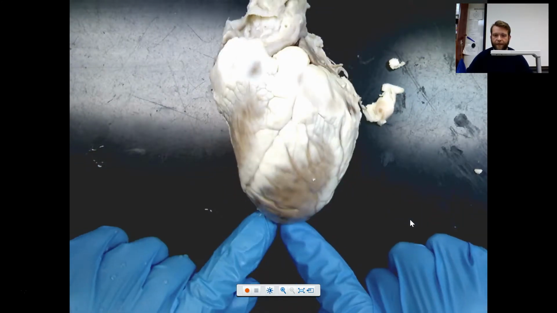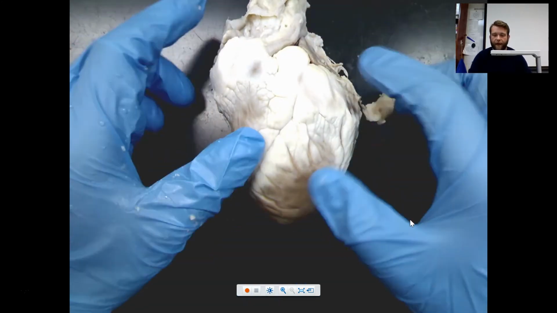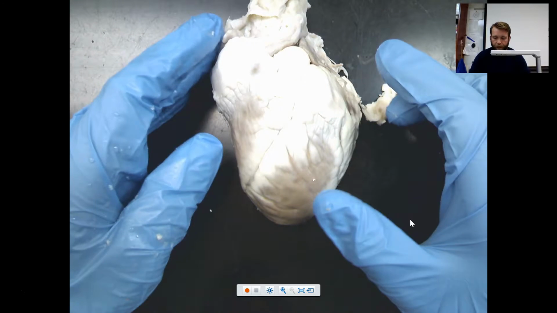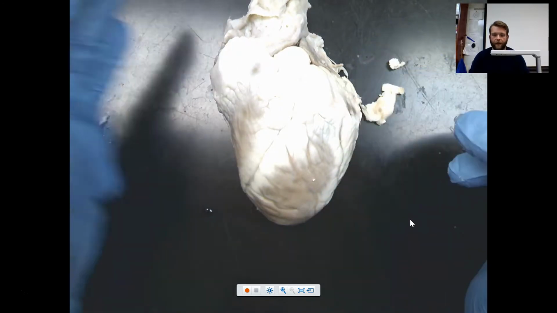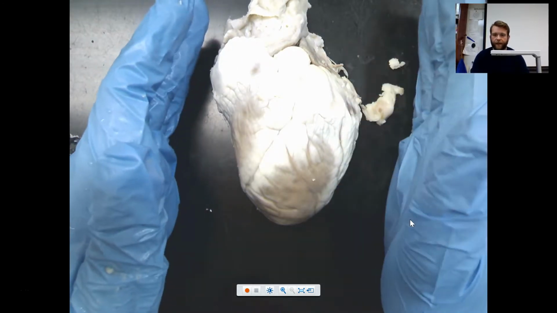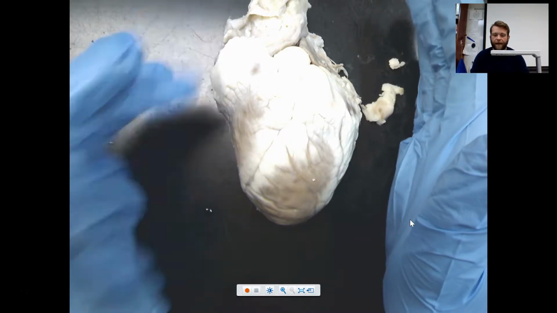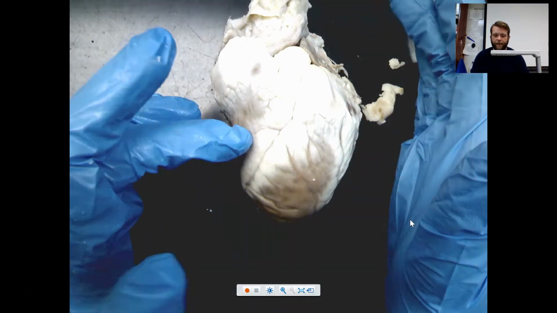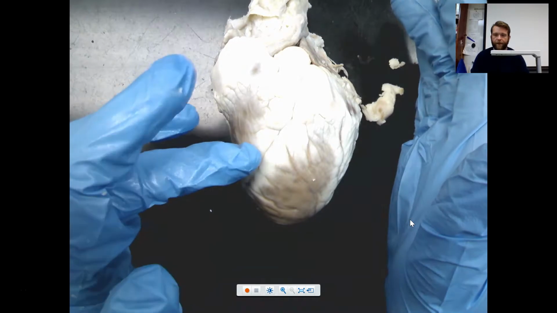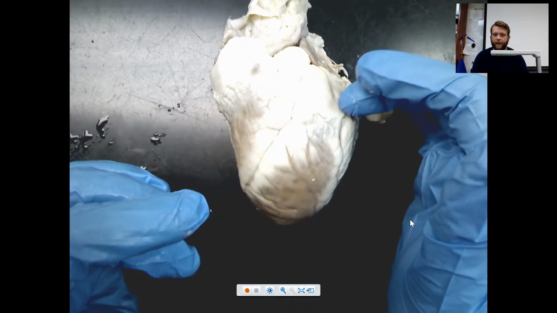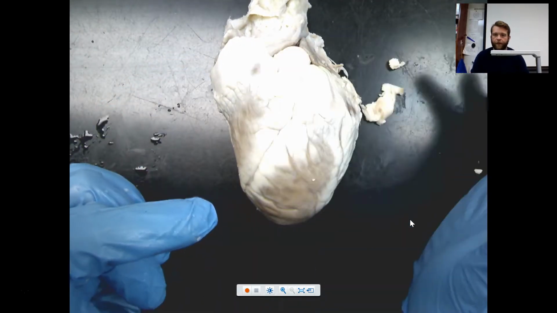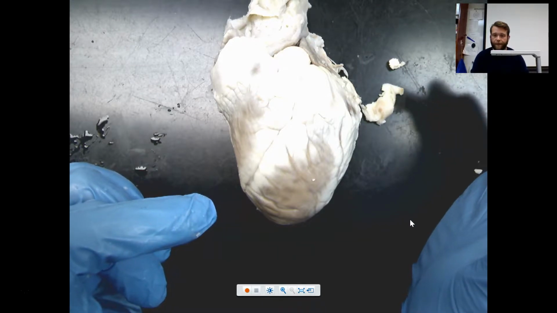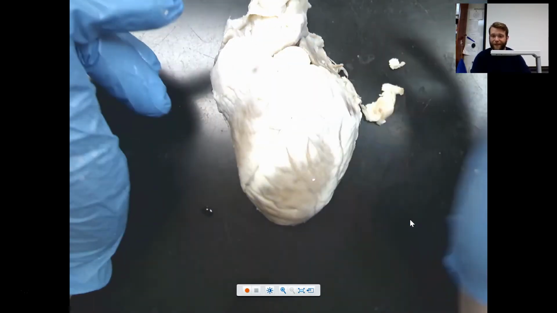Again, we've got the apex, which is the point here at the bottom. We have on the sides here our atria and ventricles. Right side over here, left side over here. Remember, your right atria and right ventricle are the blood on this side. Right atria is where your blood enters, goes to the right ventricle, to the lungs, comes into the left atria, out the left ventricle, which then carries blood from the heart to the rest of the body.